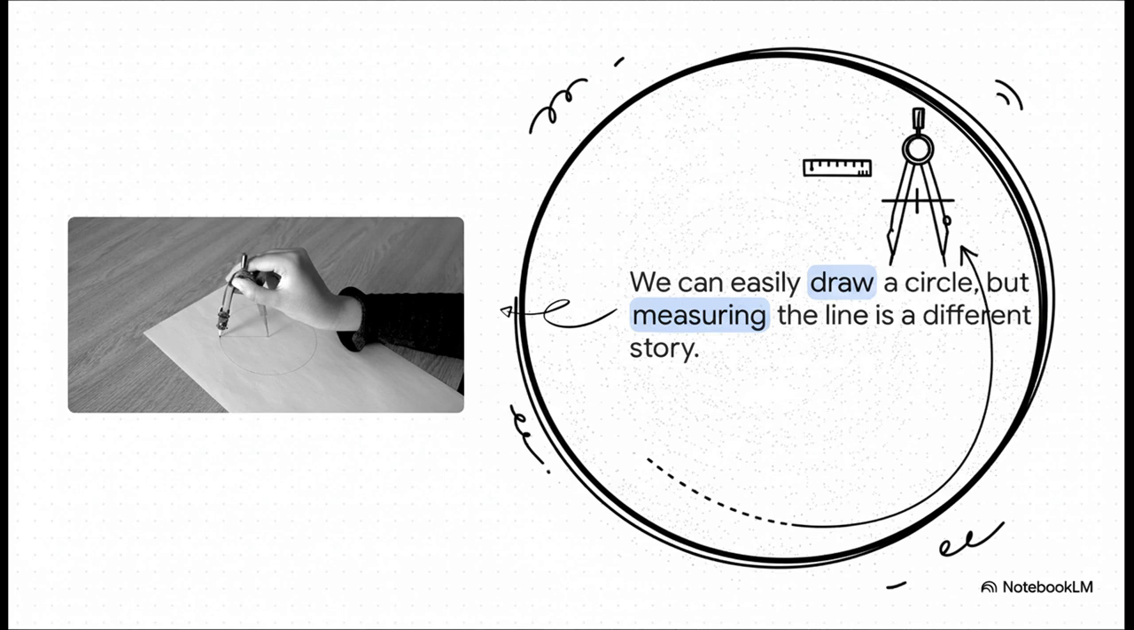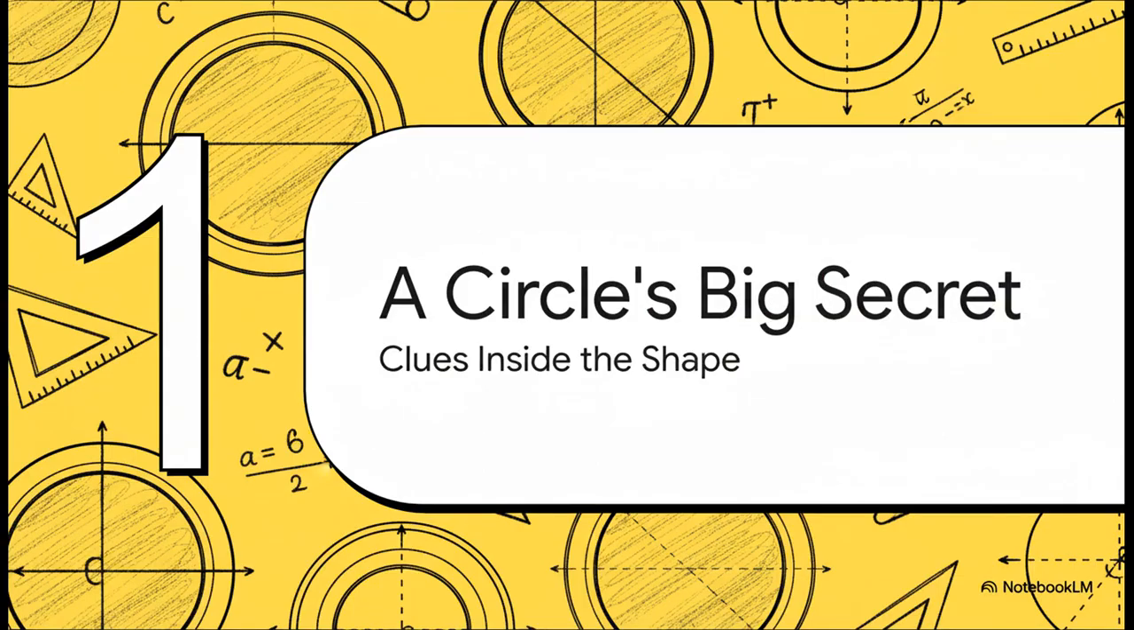In geometry, this distance actually has a special name. It's called the circumference. And lucky for us, there's a secret way to figure it out. Now, to find this secret, we don't need to look very far. In fact, all the clues we need are already hiding right inside the circle itself. So let's start with the absolute basics.